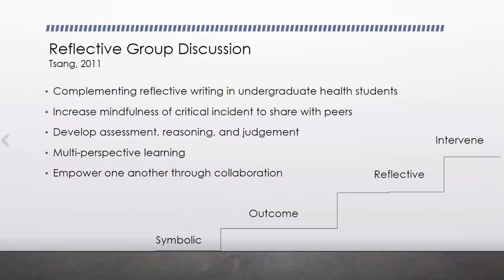The themes found included increased mindfulness of critical incidents because they had to consider what to share with peers and whether or not the sharing is impactful for learning. This developed their assessment, reasoning, and judgment to determine what is quality learning related and what is not. Having multiple perspectives in the same place allows them to develop a perspective that is beyond themselves. This allows empowerment as well as collaboration.